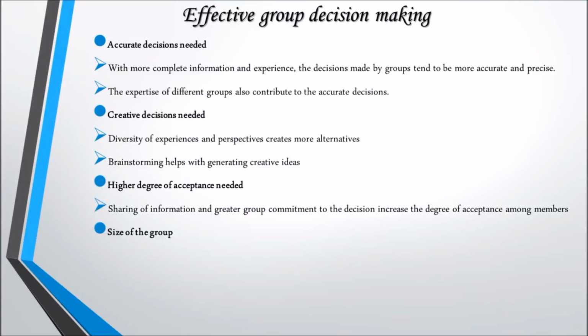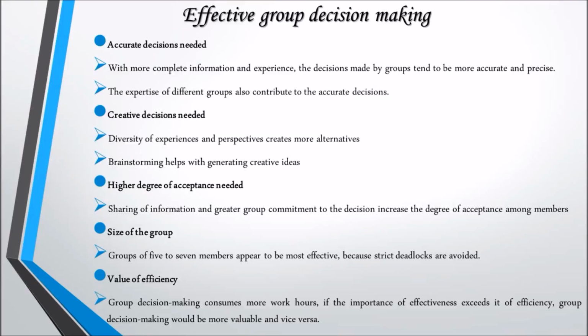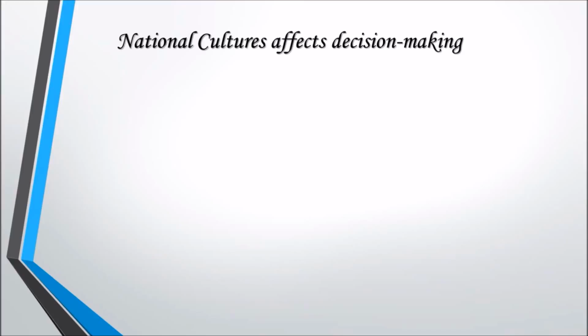The fourth one is the size of the group. As shown in the research, groups of 5 to 7 members appear to be most effective because deadlocks are avoided. The last one is value of efficiency. Group decision making is time consuming. So if the importance of effectiveness exceeds that of efficiency, group decision making would be a better choice, and vice versa.